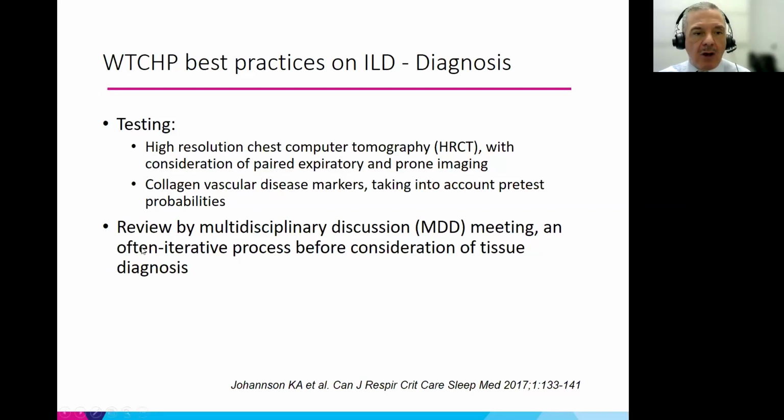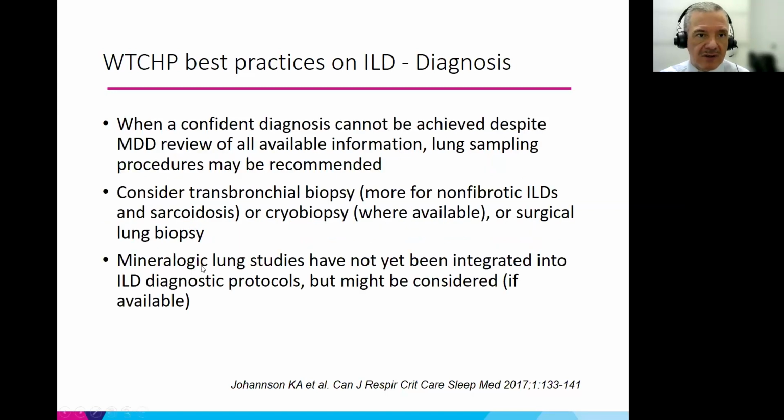So eventually all of this information is put together and brought to a multidisciplinary discussion meeting, which is an often iterative process that initially decides whether tissue diagnosis needs to be considered. When a confident diagnosis cannot be achieved despite MDD review of all available information, that's when lung sampling procedures may be recommended. And transbronchial biopsy, cryobiopsy, or surgical biopsies are the three main types of tissue diagnosis.